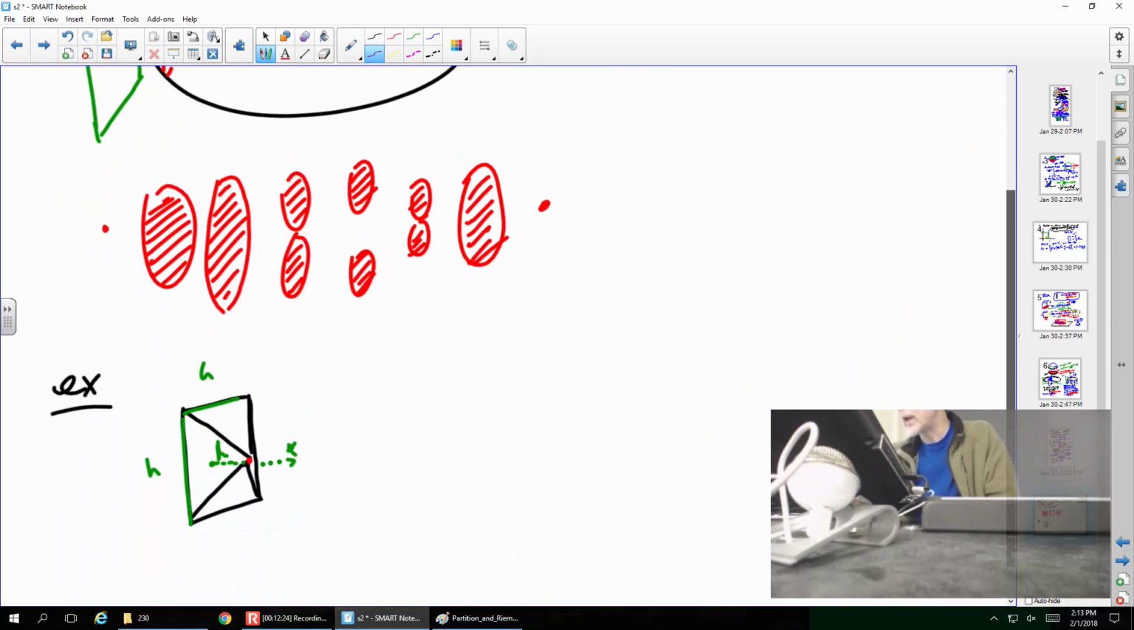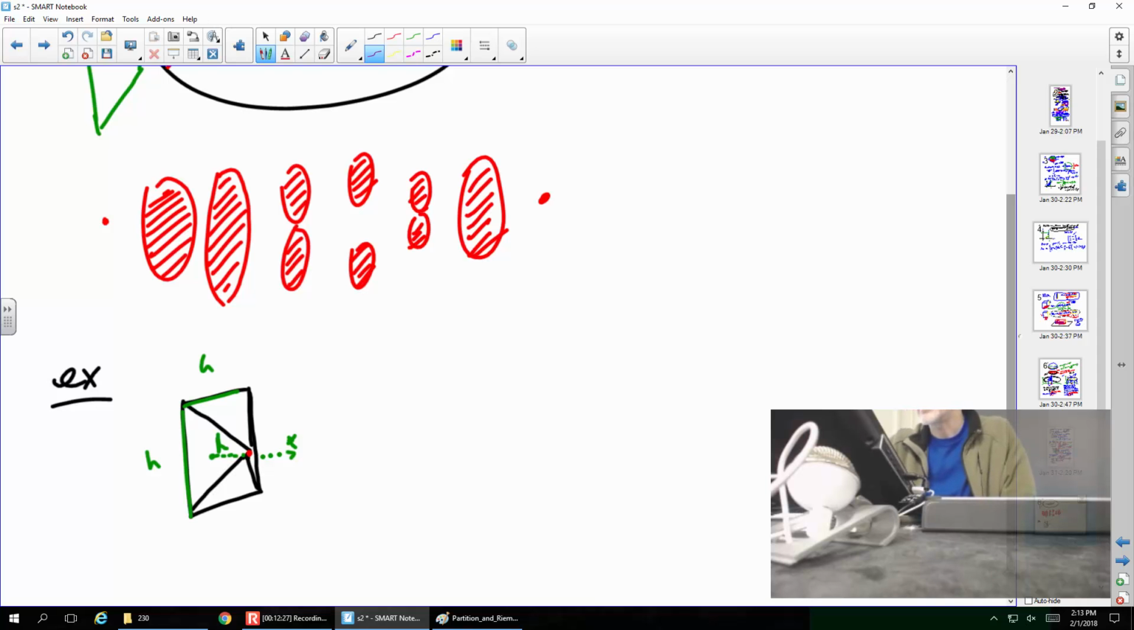So this is what I'm going to have. What is it going to look like if I'm looking at the pyramid from its side? Well, what does it look like?